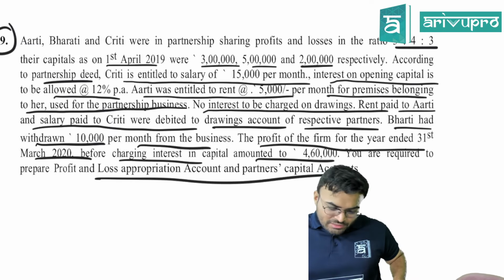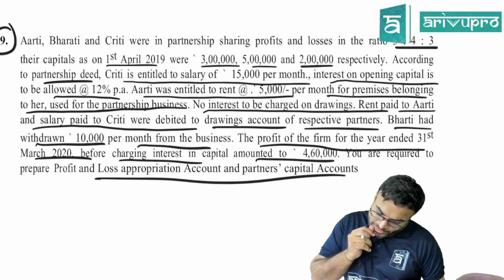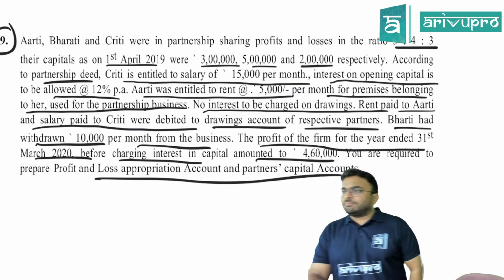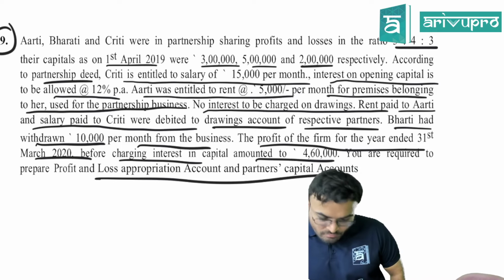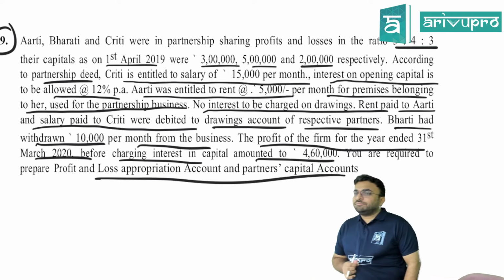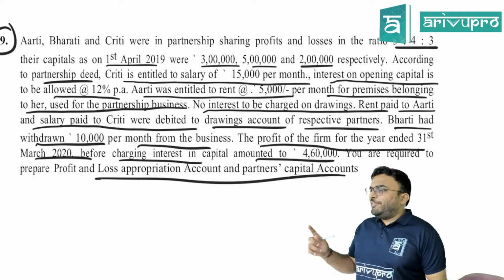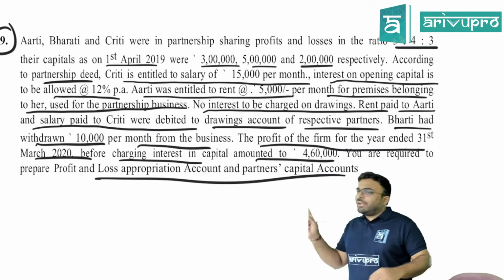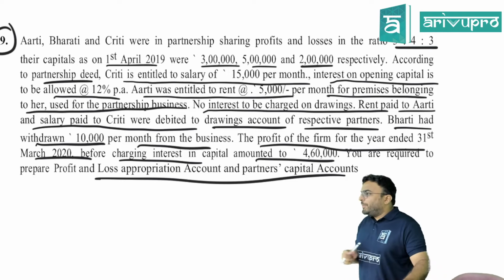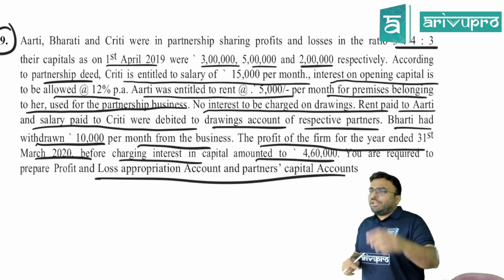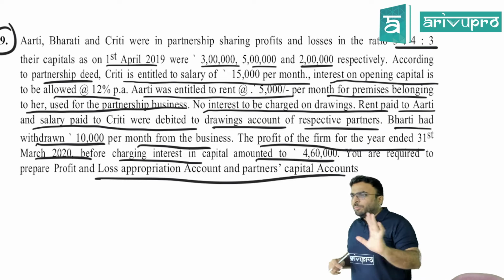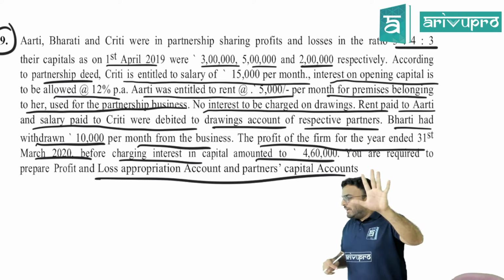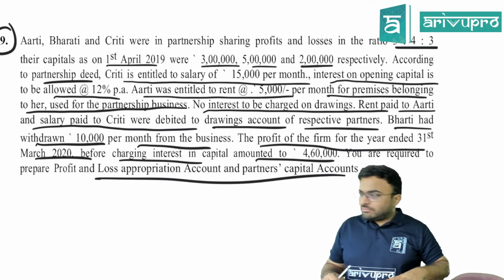Next, they have also told that Aarti was entitled to a rent of 5,000 per month for premises belonging to her, used for the partnership business. It should be subtracted from what? Actually, if you pay rent for premises used from a partner, it should already be taken in P&L only. Why? If you take a building from anybody, it's a rent you have to pay. Whether it is from a partner or an outsider, rent is rent. It has to be taken in P&L. Are you getting my point? But here what they did?